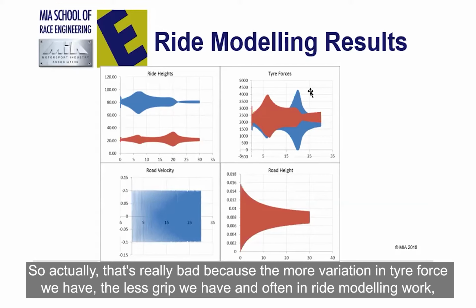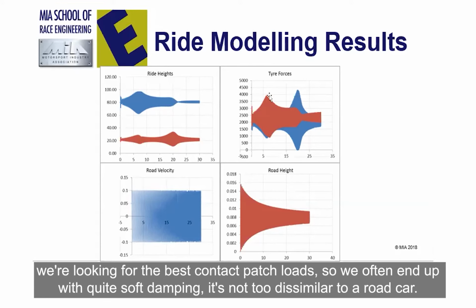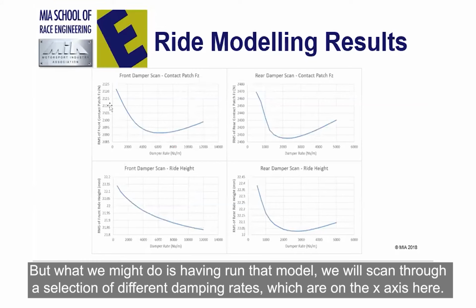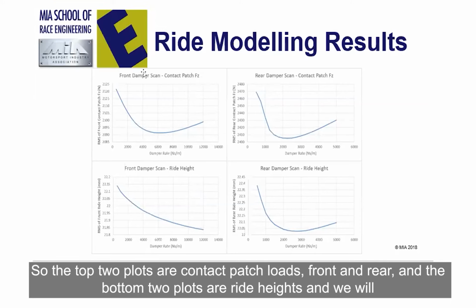And often in ride modeling work, we are looking for the best contact patch loads. So we often end up with quite soft damping. It's not too dissimilar to a road car. But what we might do, having run that model, is scan through a selection of different damping rates, which are on the x-axis here. The top two plots are contact patch loads, front and rear, and the bottom two plots are ride heights.